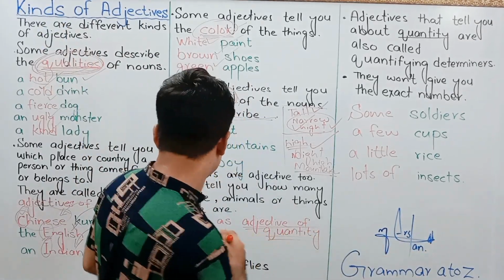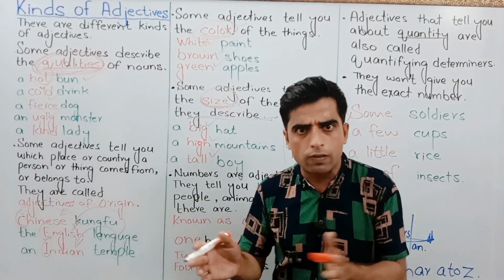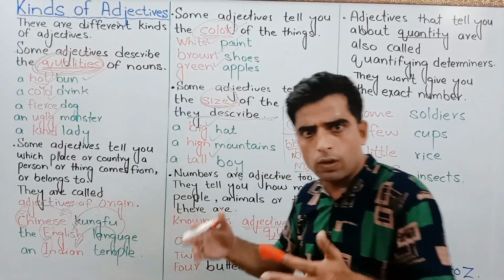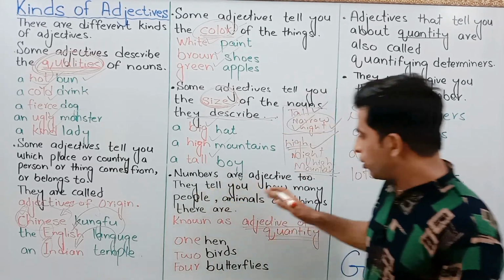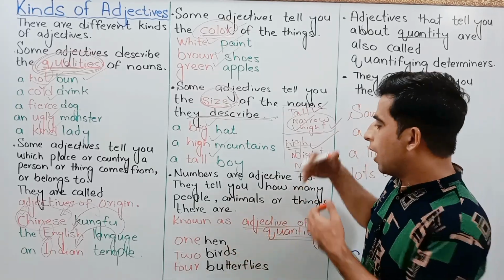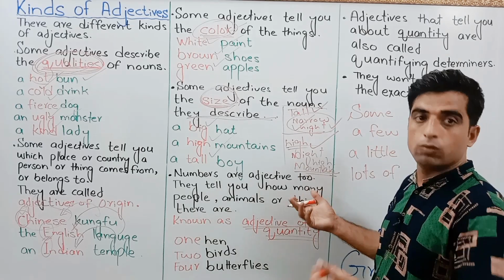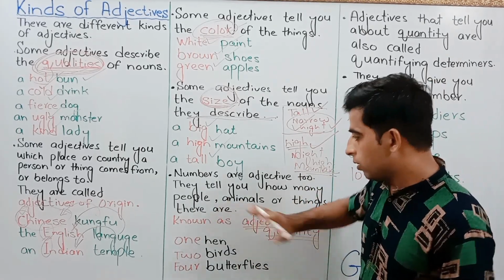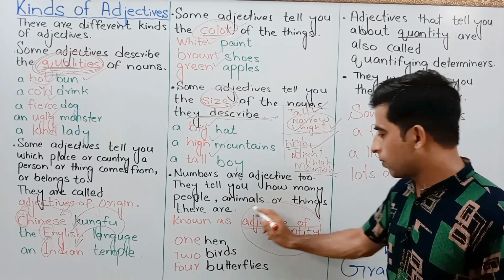Numbers are adjectives too. 1, 2, 3, 4, 5, 6, 7, 8, 9, 10, 11, 12, 13, 14. These are also adjectives. Amazing. They tell you how many people, how many animals, how many things. They are known as adjectives of quantity.